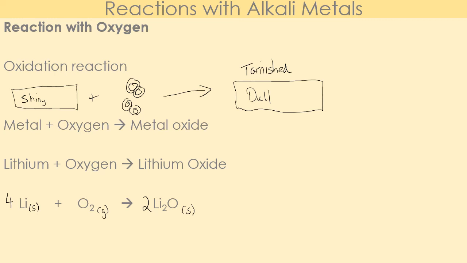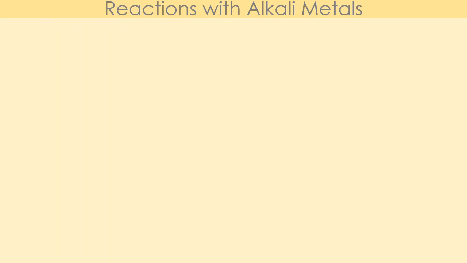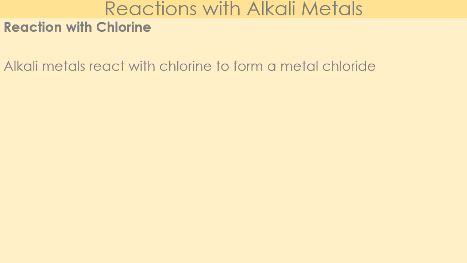Again, same for doing it for any of the other ones as well. So for potassium, we would have 4 potassiums plus oxygen would make 2 potassium oxide. Next up, we're going to have a look at reacting our alkali metals with chlorine. When we react them with chlorine, we make a metal chloride.